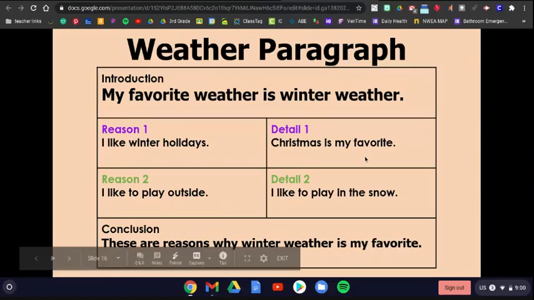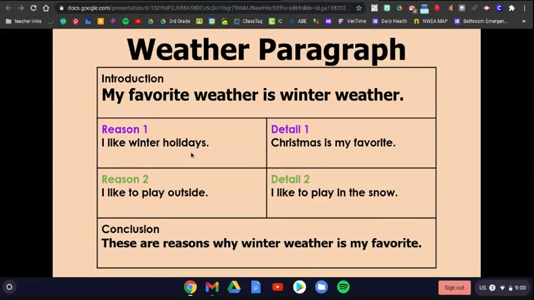Why do you like the winter holidays? Well, that's where my detail comes in. Maybe Christmas is my favorite holiday. So Christmas is important because I like winter holidays. Winter holidays is important to the paragraph because I'm talking about winter weather. I'm going kind of fast, but are you doing okay? I think we're doing all right so far.